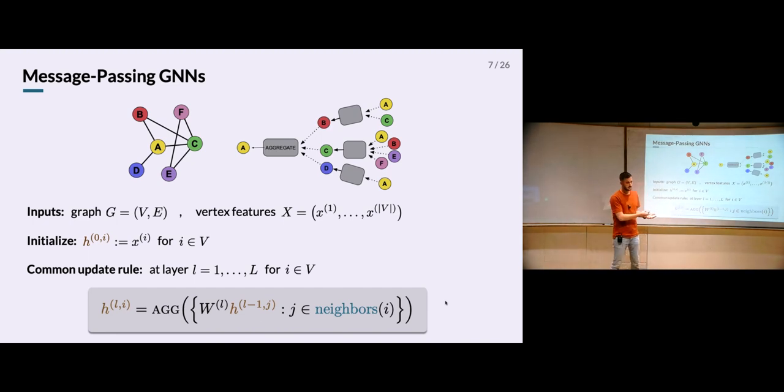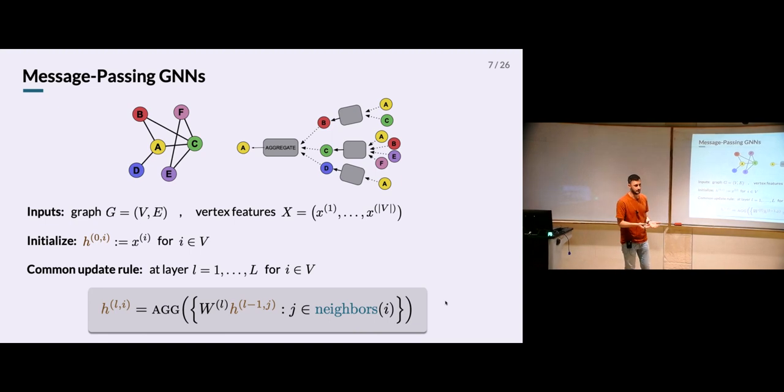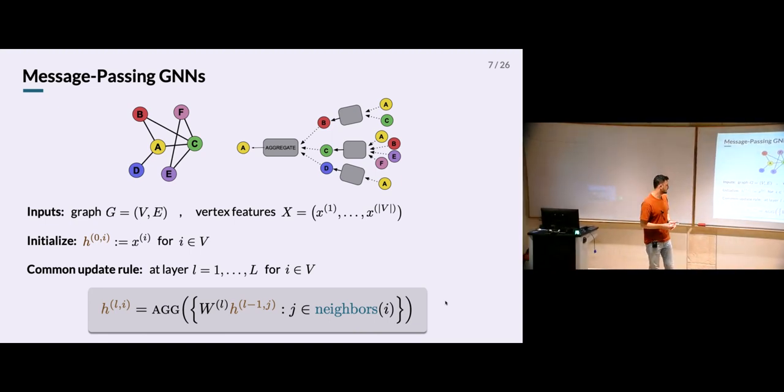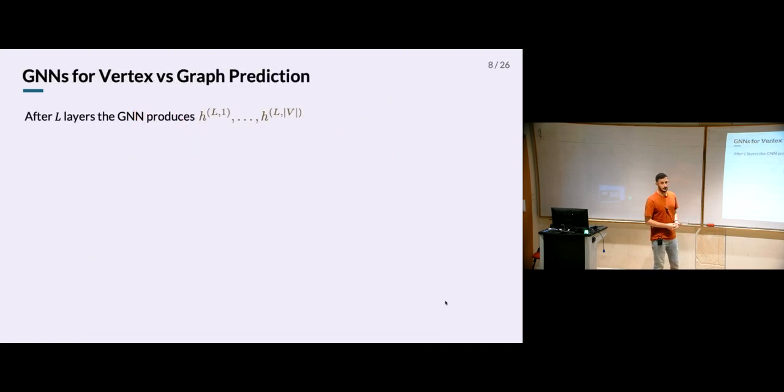One common choice is to take the aggregation function to be a weighted sum followed by a ReLU. And this leads to what is known as the graph convolutional network, or GCN in short. This is by far the most popular GNN today. But other options are also common. So after we run L layers of this message passing, we get embeddings for each of the vertices. And what we do with them really depends on the task at hand.